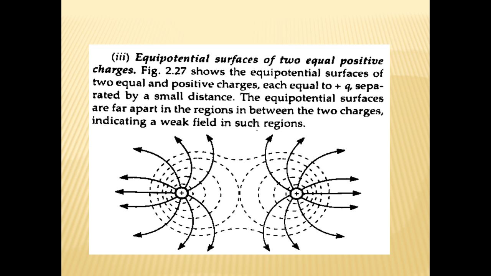Now in the second case, equipotential surfaces of two equal positive charges. Here you can see in the figure, the equipotential surfaces are closer where the electric field is stronger. You can see here in this region the electric field is stronger, so equipotential surfaces are closer in this region. In this region also you can see the equipotential surfaces are closer because the electric field is stronger in this region.